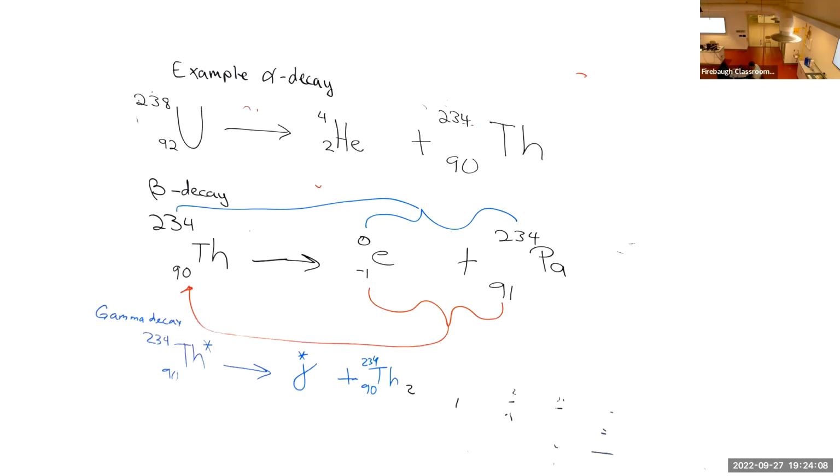Where we have gamma decay, we go from a star to no star. I have a question. Okay, you guys ready to move forward? You guys got it? Feel comfortable?